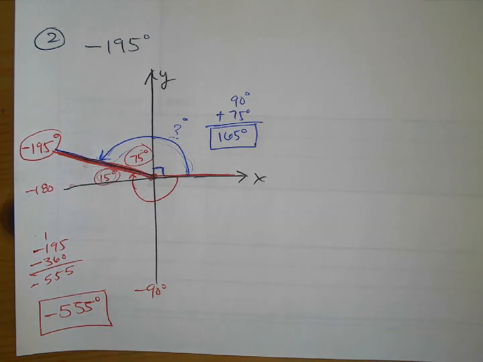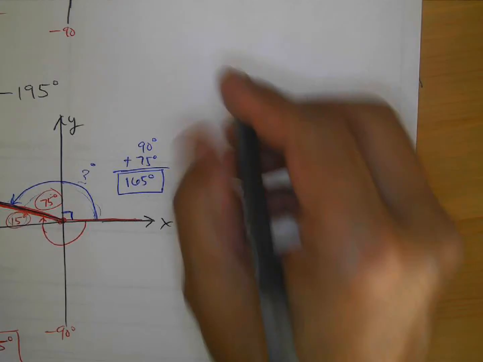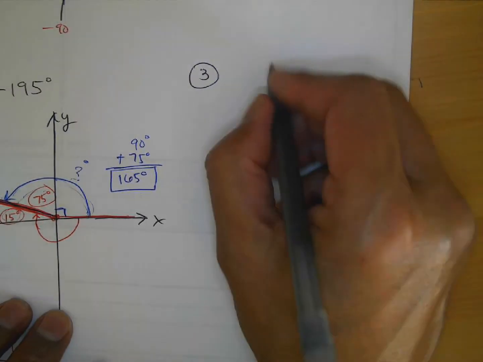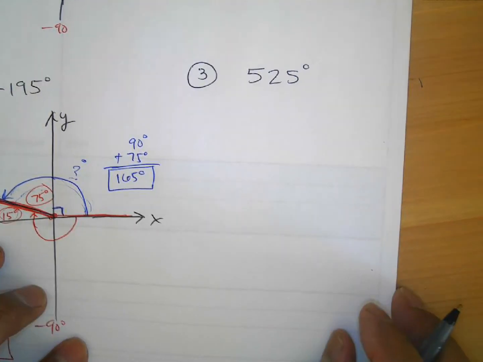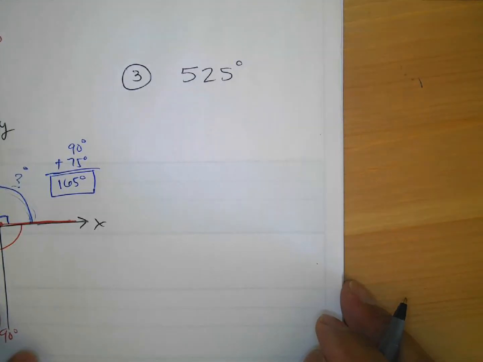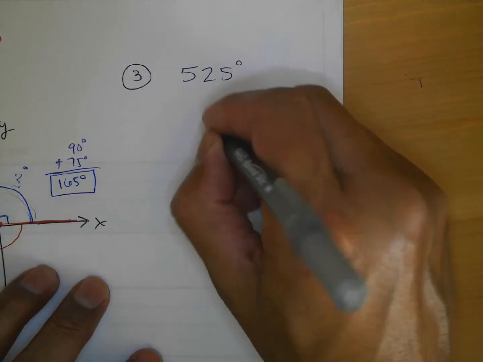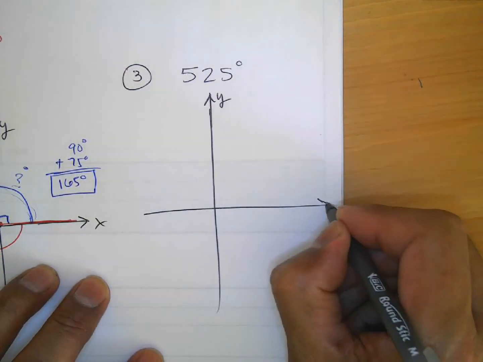Okay, now watch what they're going to do on this next one because it's a little bit trickier. Number 3. 525. I need to find another positive coterminal, and I have to find a negative coterminal angle. Okay, well, let's use and visualize this and draw it out.